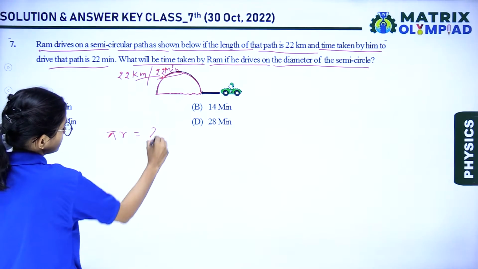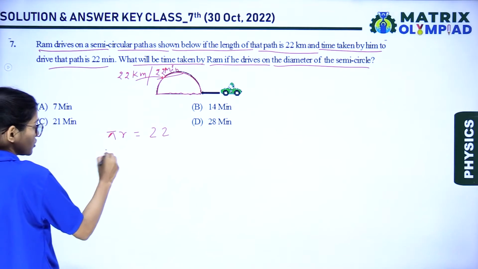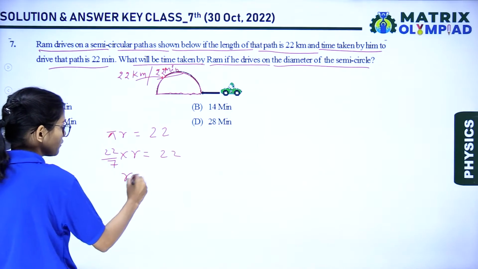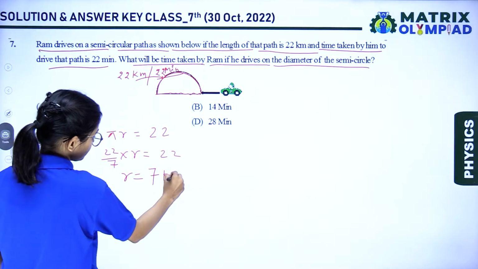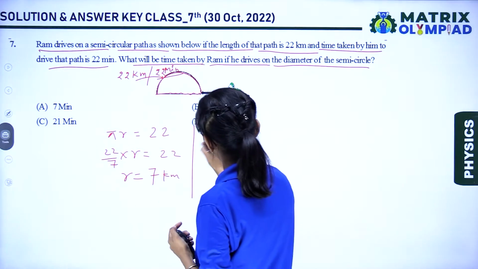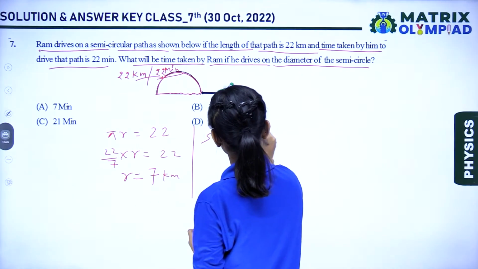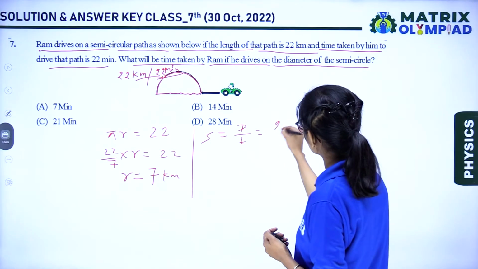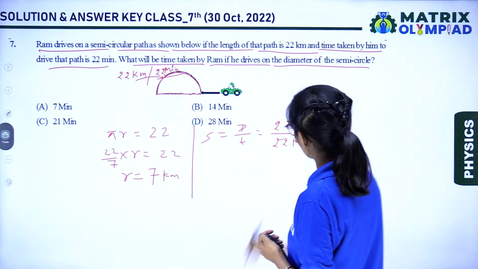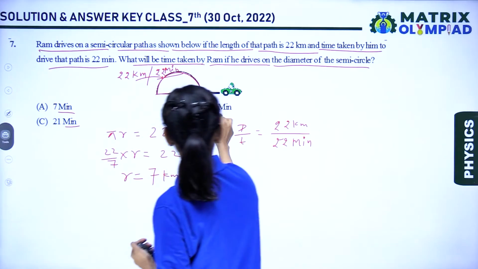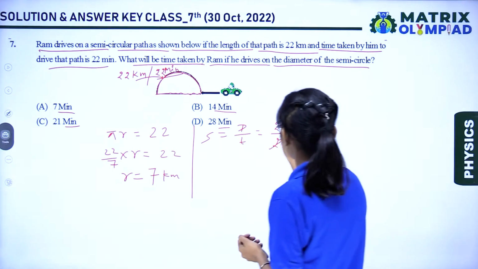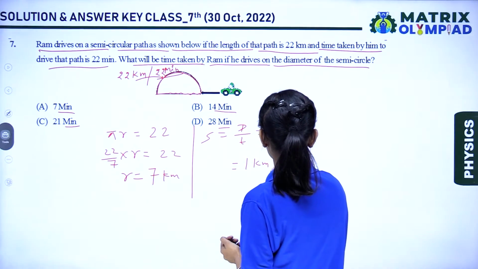So basically pi r is equal to 22. Then just put the value of pi, then we can find the value of r. So the value of r will be 7 kilometers. Now we have to find out the time. We know that speed is equal to distance upon time. So speed of Ram is 22 kilometers upon 22 minutes, because all answers are given in minutes, so we don't need to change that minute into hours. So speed of Ram will be 1 kilometer per minute.